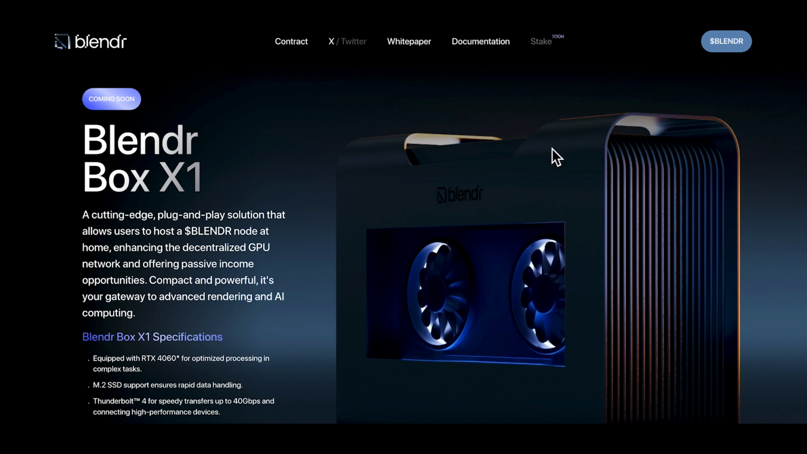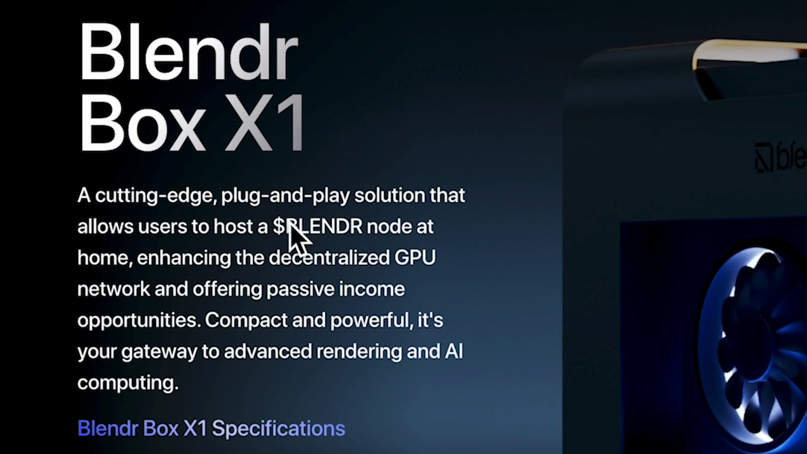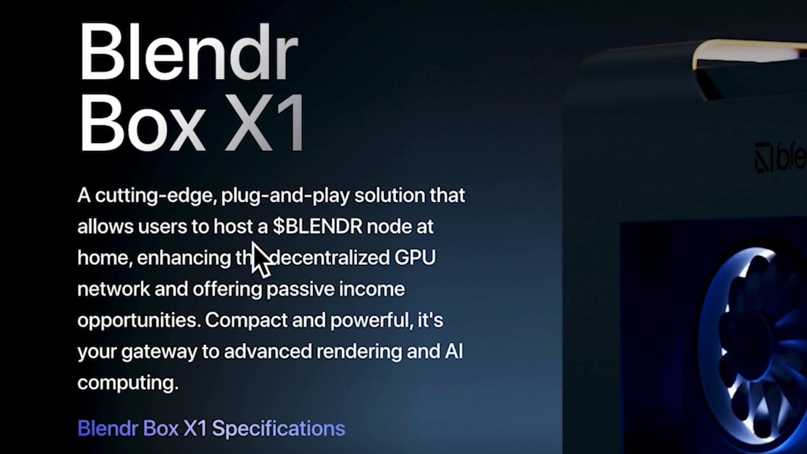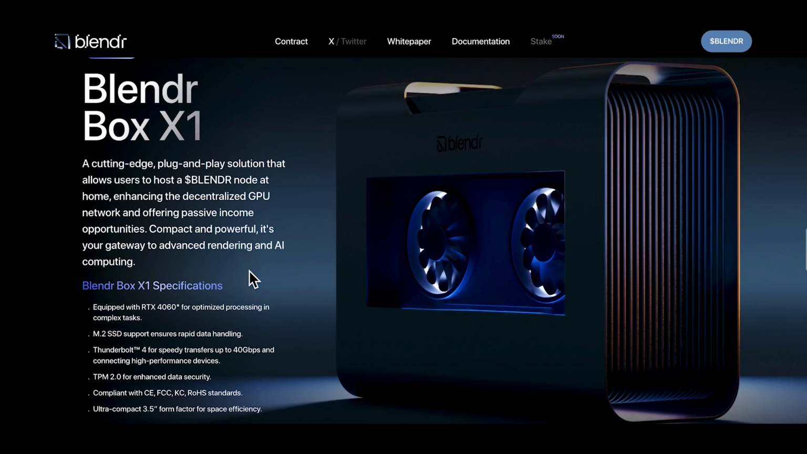By the way, guys, this project is DePIN. The Blendr Box X1 is coming soon, a cutting-edge plug-and-play solution that allows users to host a Blendr node at home, enhancing the decentralized GPU network and offering passive income opportunities. Compact and powerful, it's your gateway to advanced rendering and AI computing.